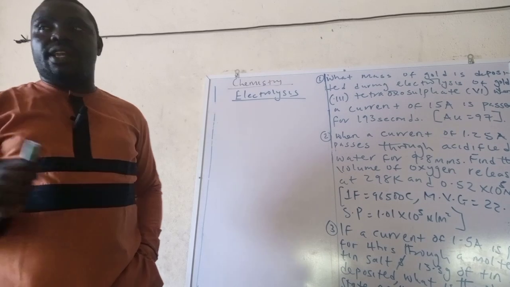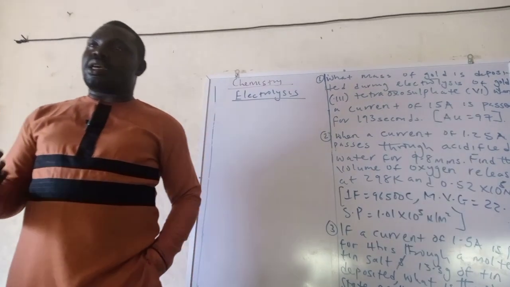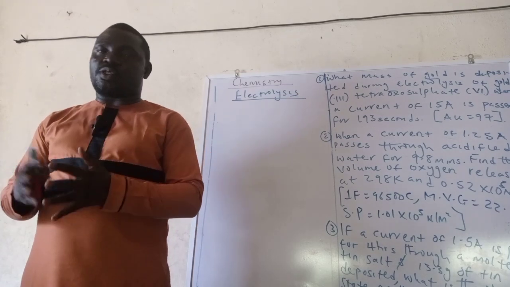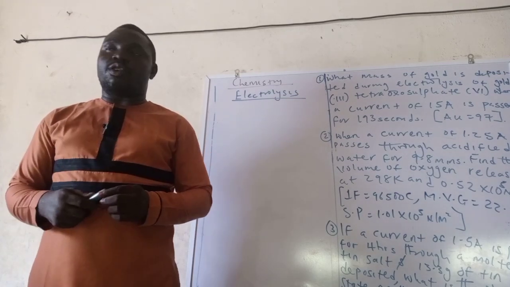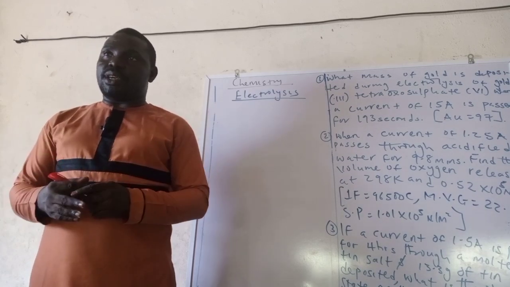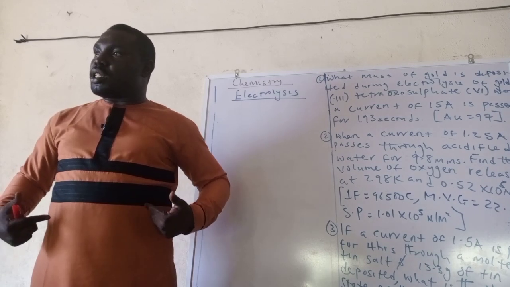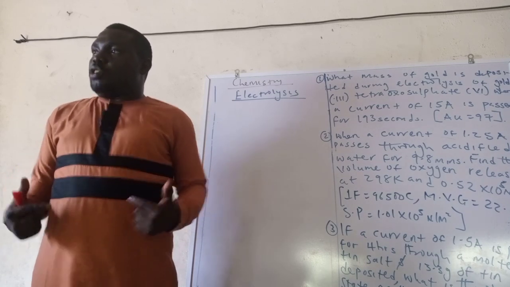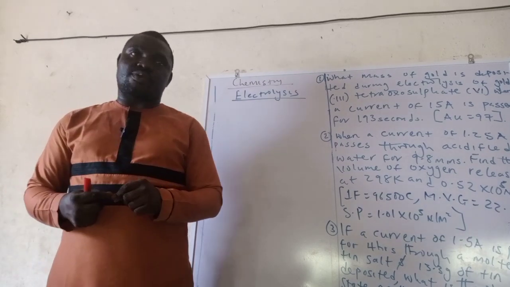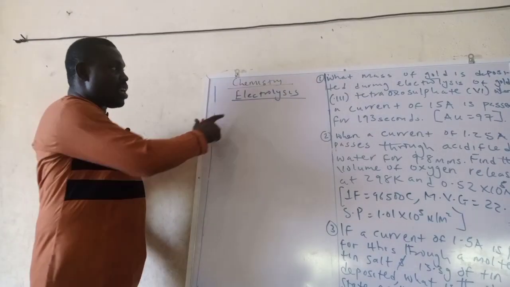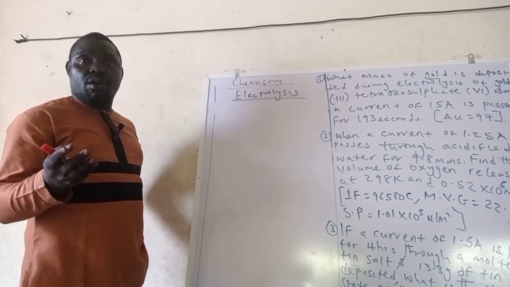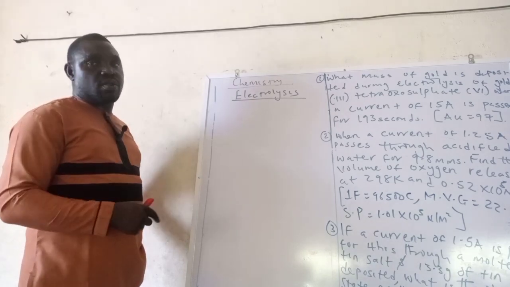What's electrolysis? Electrolysis simply means the chemical decomposition of a substance when there's a passage of electric current through that substance. Like a normal human being, if an electric current passes through you, you're going to react. So when there's a current passing through a substance, that's what we call electrolysis. And our calculation is going to be based on the first law and the second law.